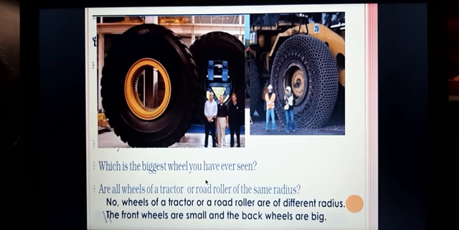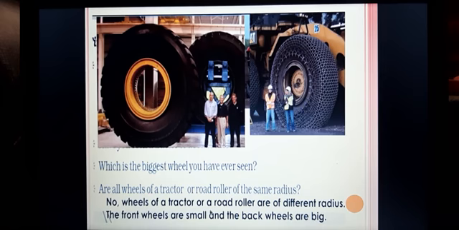Which is the biggest wheel you have ever seen? This may be the biggest, or there may be something bigger than this also. But up to here we have examples. So these kinds of examples we can see as circles here. Here they are asking, are all wheels of the tractor and road rollers of the same radius? No, they are not of the same radius.